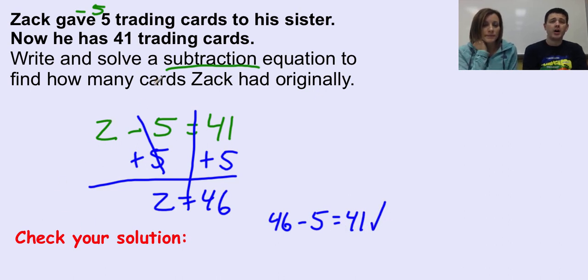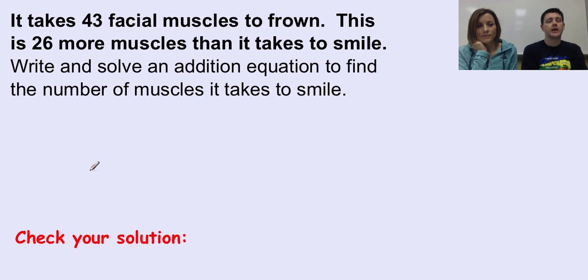Some of you probably thought, oh, I just add 5 and 41 together. Yes, that's how you're going to solve the equation, but you have to write the original problem first as an equation before you get carried away with trying to solve it. Pause again, write down the whole problem, then hit play, and then we'll solve it.